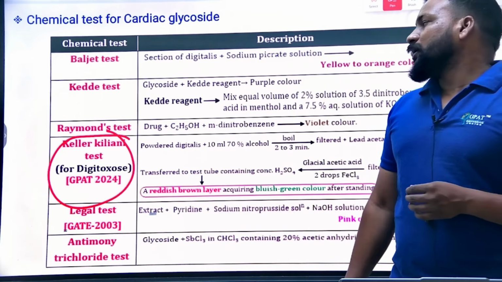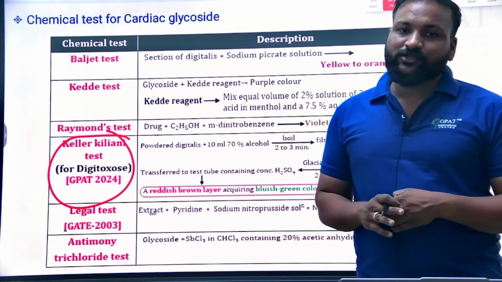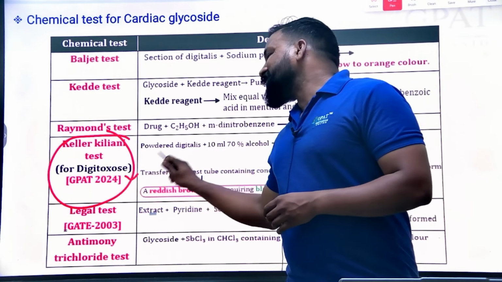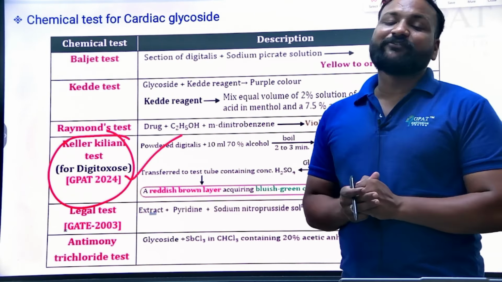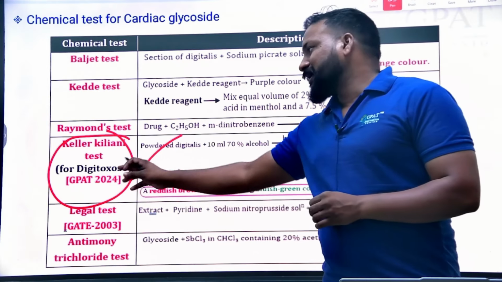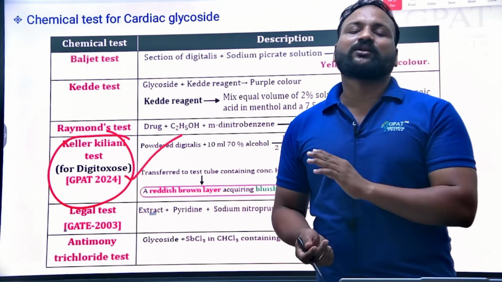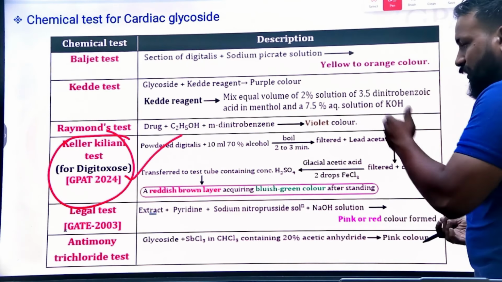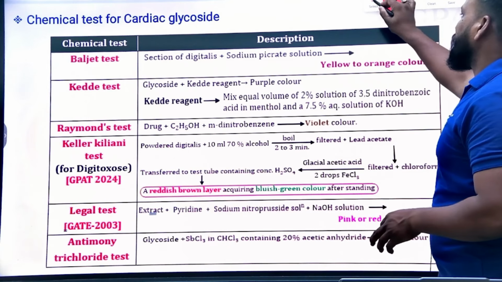Especially the Keller-Kiliani test. The Keller-Kiliani test is used to identify which of the following components they'll ask. Based on the digitoxose sugar only, they identify the cardiac glycoside. So the Keller-Kiliani test is mainly to identify the sugar, digitoxose or deoxy sugar. Yes, the Legal test and antimony trichloride test are all tests for the cardiac glycosides. Okay, next.